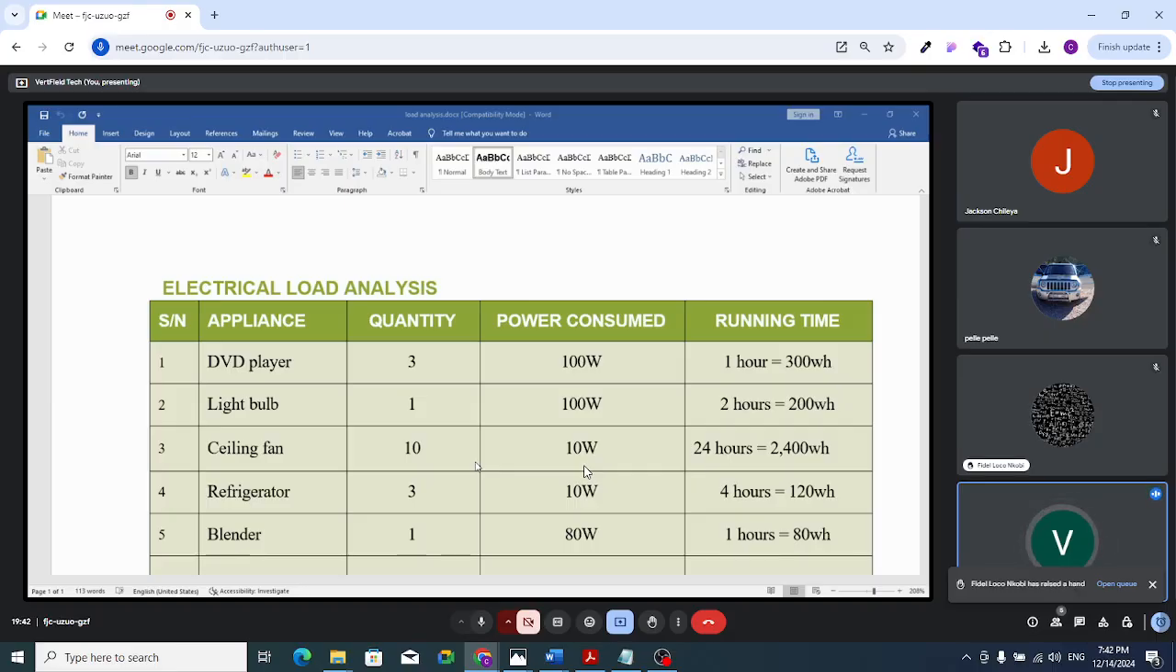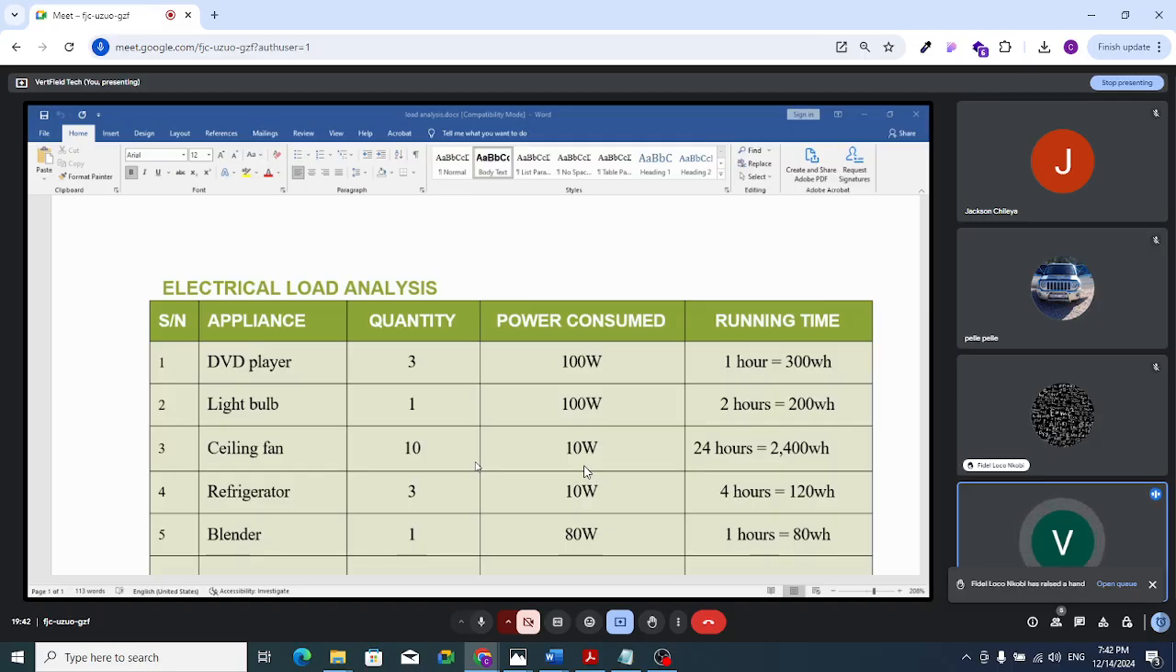For the refrigerator, the quantity is 3. The power consumed is 10 watts. The running time is 4 hours. For the blender, the quantity is 1. The power consumed is 80 watts. The running time is 1 hour. Alright, so that is the information of the various appliances.